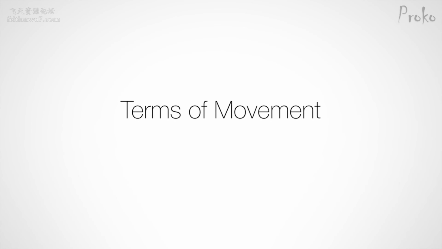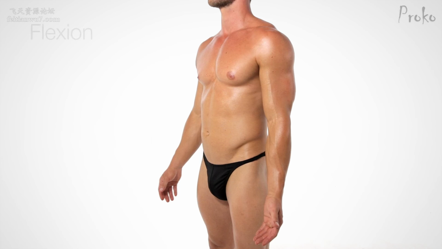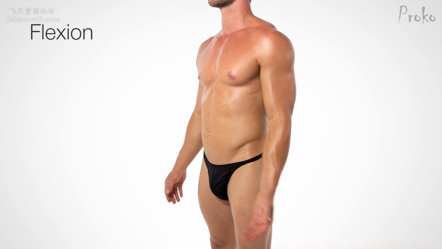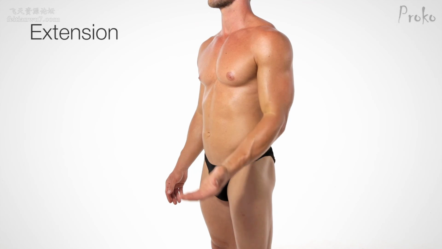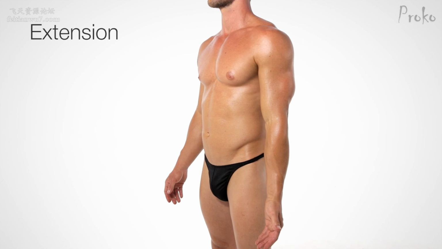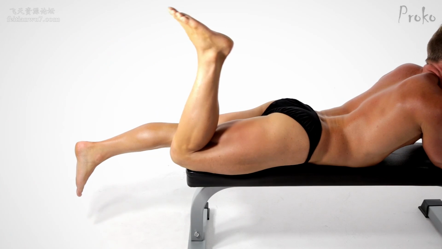Terms of movement. When we talk about how bones fit together and what muscles do to move them, we'll need words to describe specific movements. For example, flexion. It means to bend two parts closer together. The opposite is extension, which means to stretch out. This doesn't just apply to biceps. You can flex and extend your finger, or your leg, or spine.